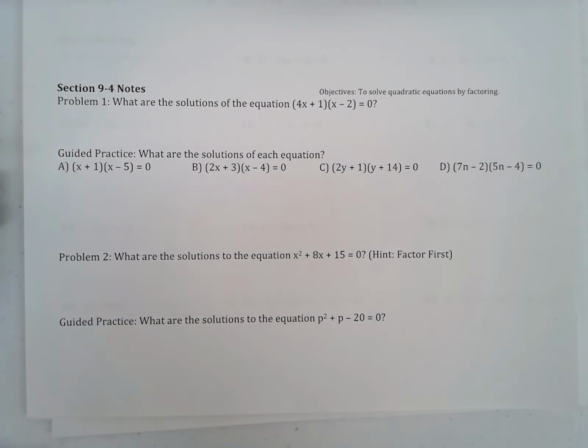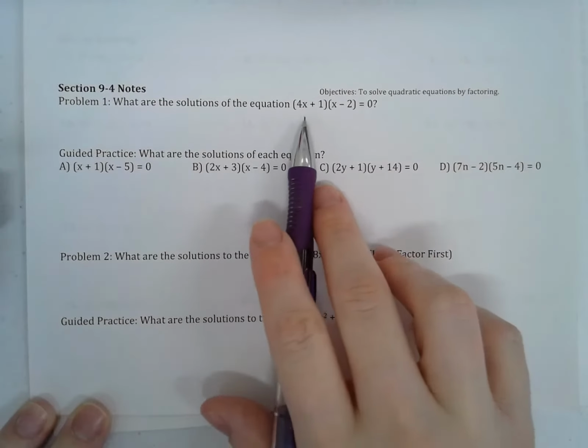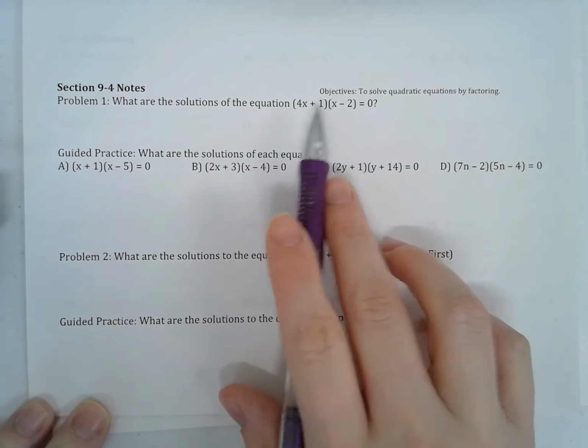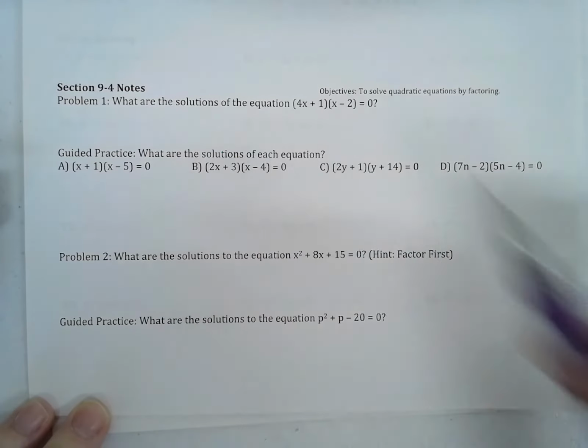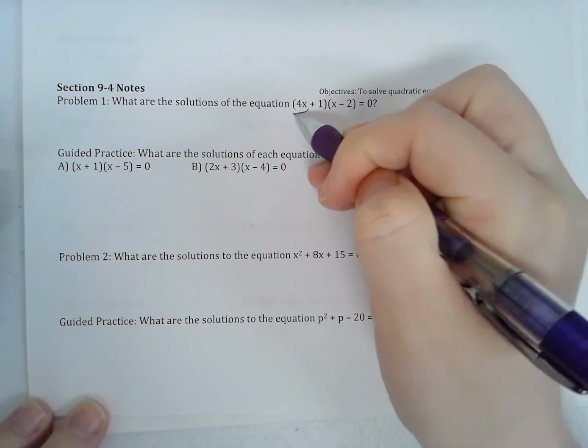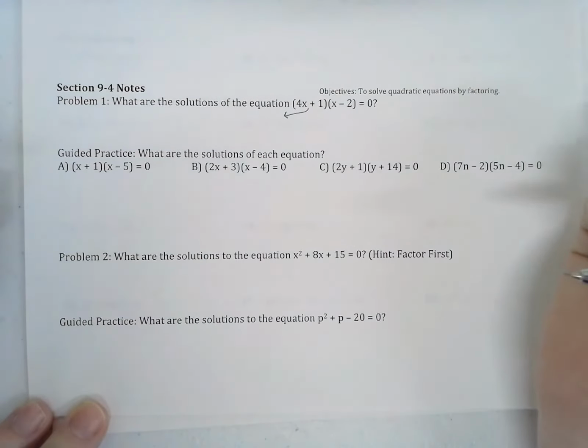So problem number 1 says, what are the solutions of the equation (4x + 1)(x - 2) = 0? Notice how they already have this quadratic function factored. So they already have the parentheses in place. Once you already have the parentheses in place, all you have to do, since it's equal to 0, is take each parenthesis separately and set it equal to 0.